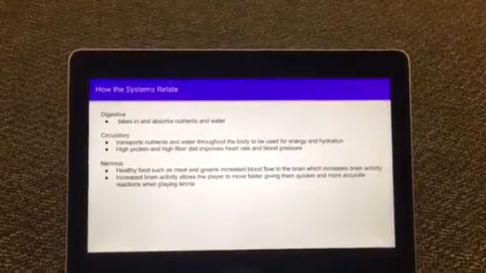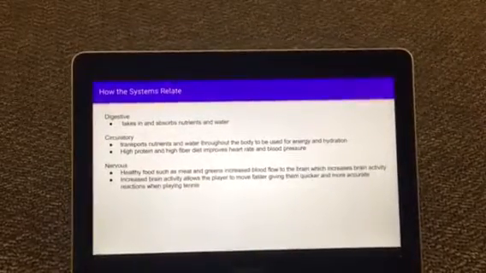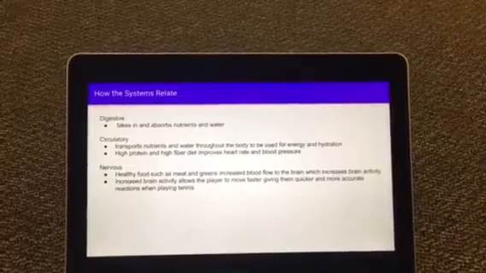So increased brain activity will allow the player to move faster, concentrate more, as spoken before with the cerebrum, and give them quicker and more accurate reactions when playing tennis.